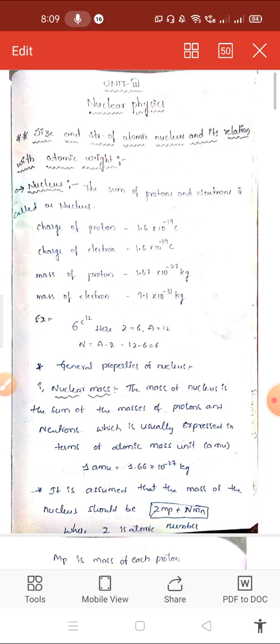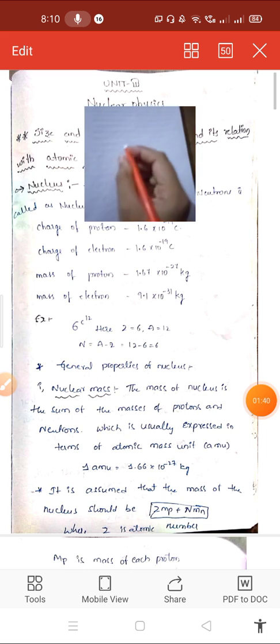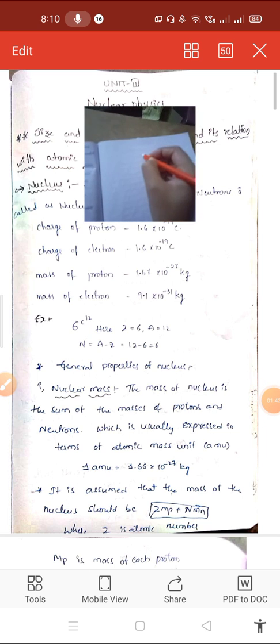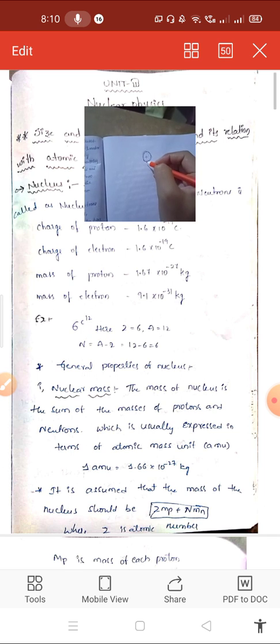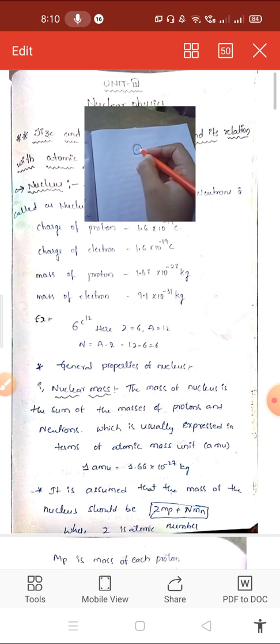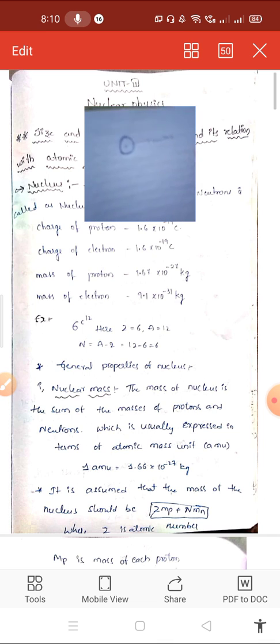What is the nucleus, Nana? The nucleus is a positively charged sphere situated at the core of the atom, and the total mass of the atom is concentrated only in this positive sphere. This is called what, Nana? Nucleus. So now coming to what is a proton and what is a neutron.